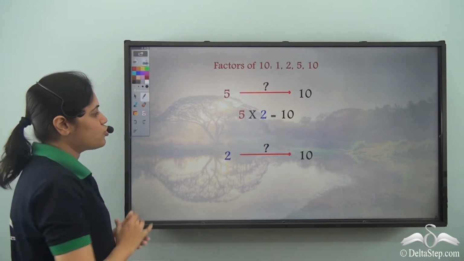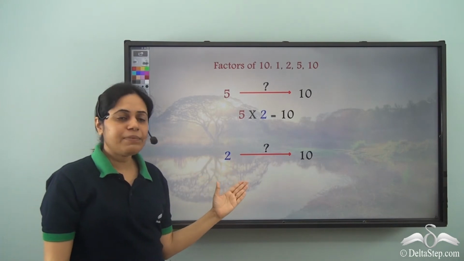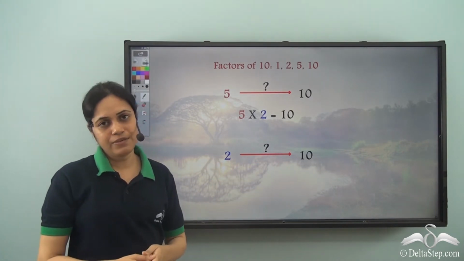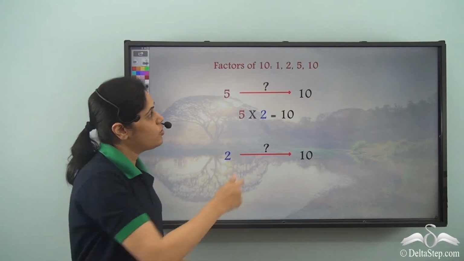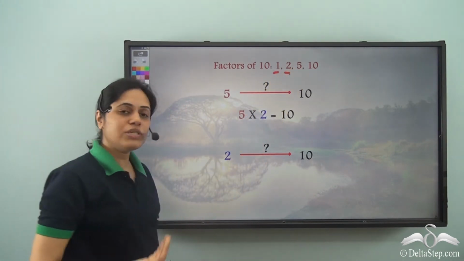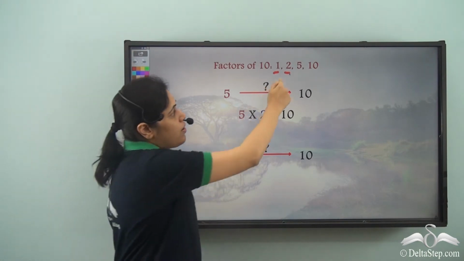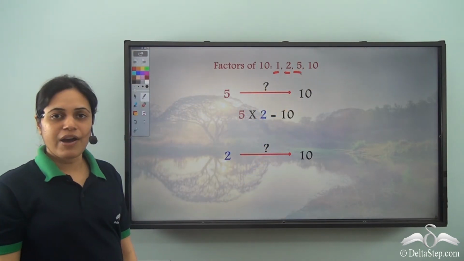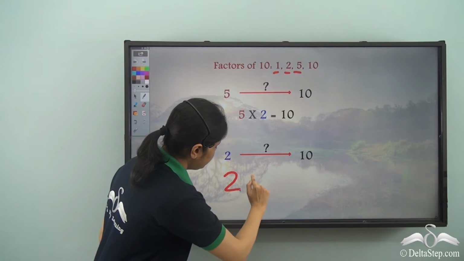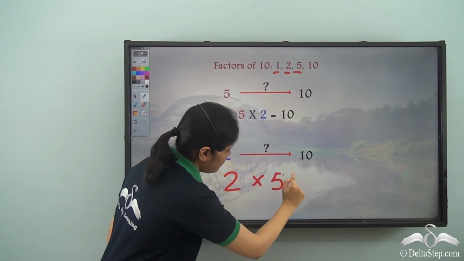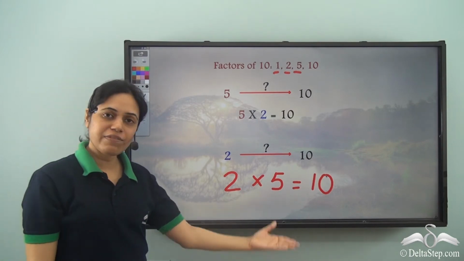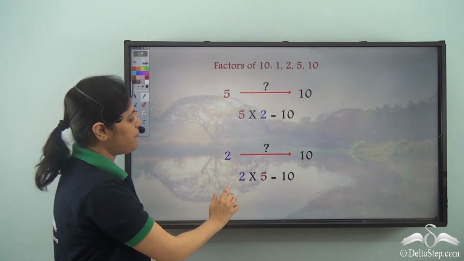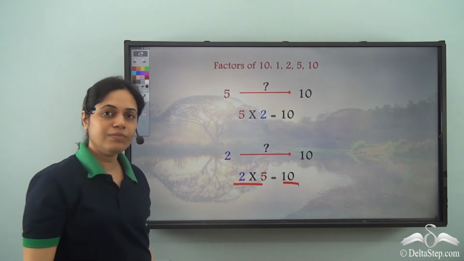Now let us come to 2. What should I multiply with 2 to give 10? Is 2 multiplied by 1 10? No. Is 2 multiplied by 2 10? No. But what about 2 multiplied by 5? So 2 into 5 is 10. So 2 multiplied by 5 gives me 10.